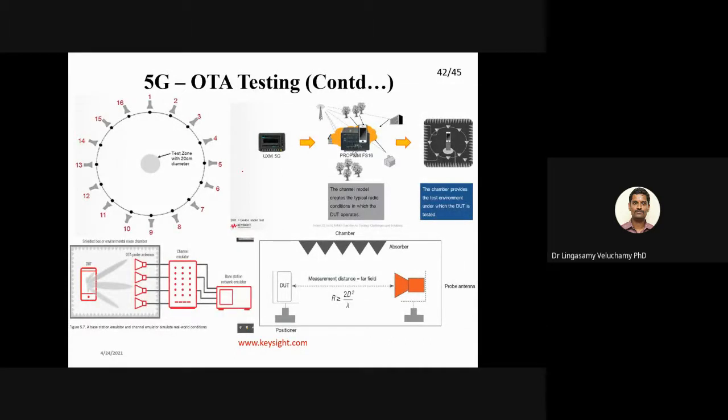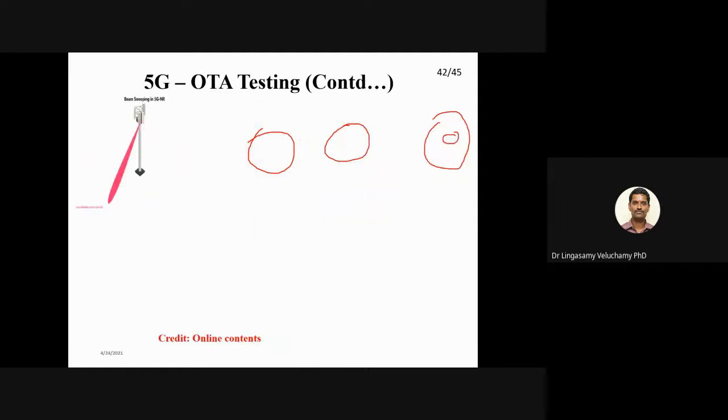You will have a network emulator and a channel emulator. Then you will place your device here, and then you do the over-the-air measurements. This can be another lecture, we can discuss more on this. So this is how it will measure.